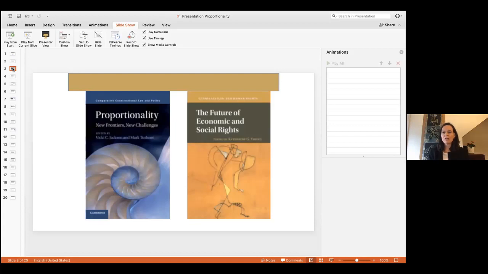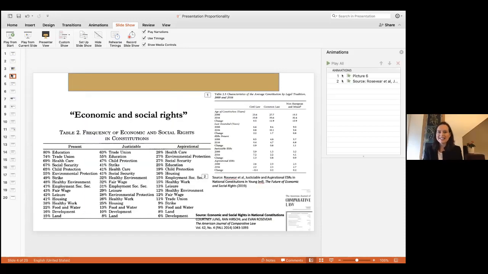I'll also be drawing on some of the chapters that are included in my recent book, The Future of Economic and Social Rights, which came out in 2019 and contains both comparative constitutional analyses as well as international human rights analyses of the operation of economic and social rights at both an institutional, very court-based level, as well as a doctrinal level. So let me move to define some of the terms: economic and social rights, backsliding, and proportionality.